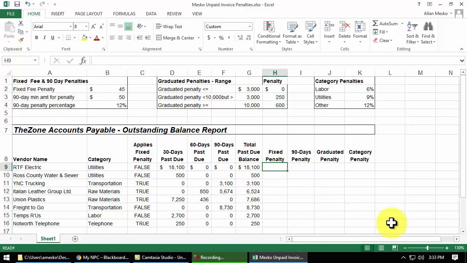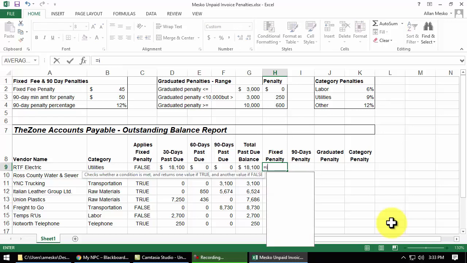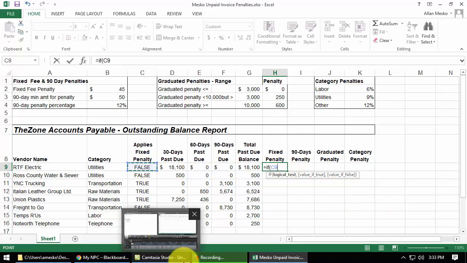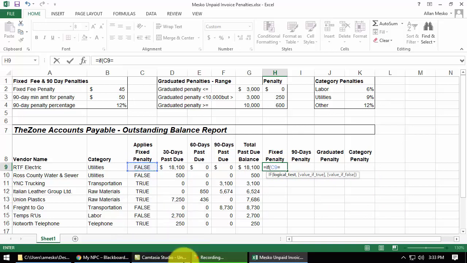So I'm going to go right here under my fixed penalty. How do I start an IF function? Equals IF, and then what? Open paren. And now I want to say if this guy right here equals true, and by the way, we don't put it in quotes because we're talking about a logical value. Notice when I typed it without quotes, it showed me, oh, you want this logical value. And it's going to capitalize it, but it doesn't matter.